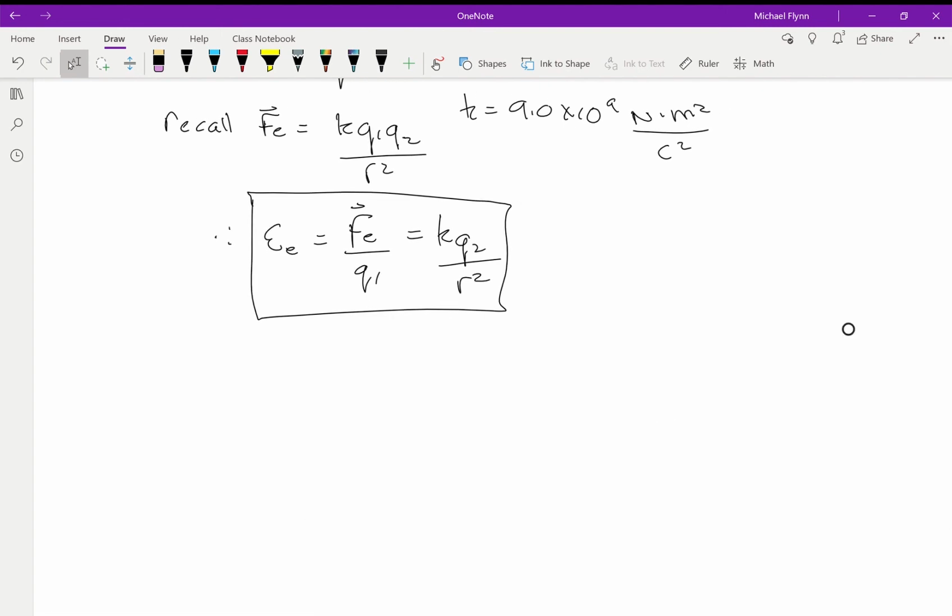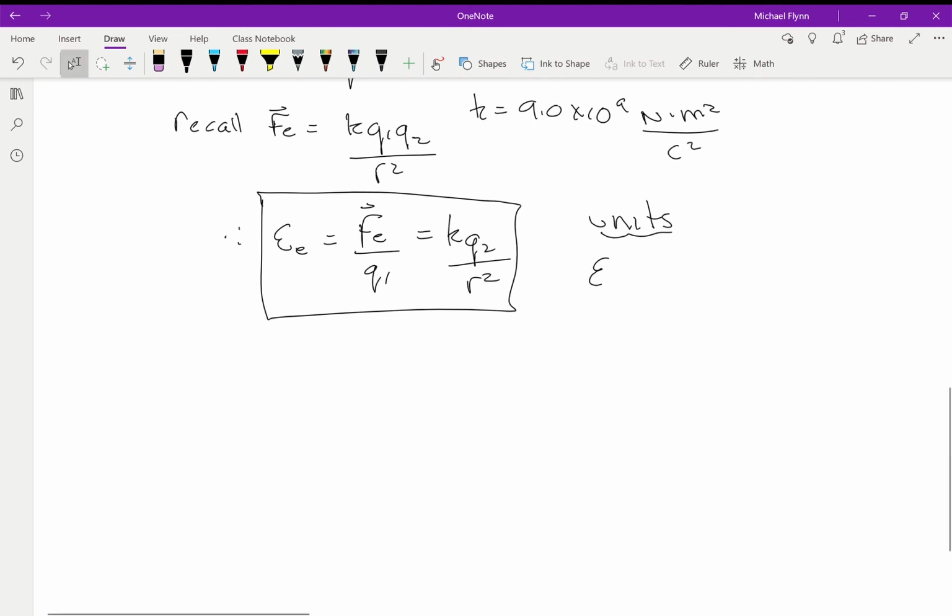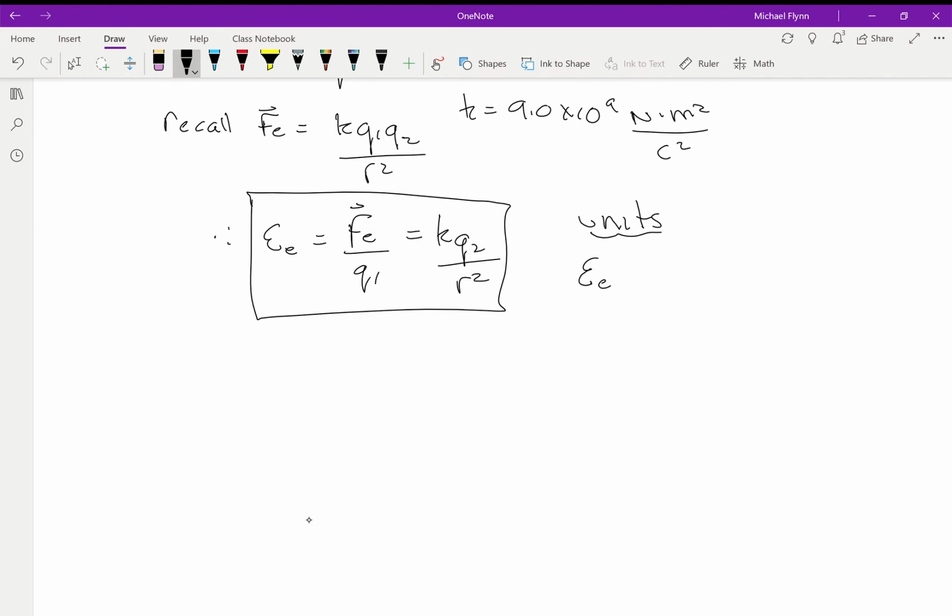Okay, now I'm just going to put a little note in here on units. The unit of electric force is newtons, but when you divide by charge, you're going to get, for epsilon here, the unit is newtons per coulomb, which makes sense. Newton is for force, but then you divide by the test charge, so it's newtons per coulomb.